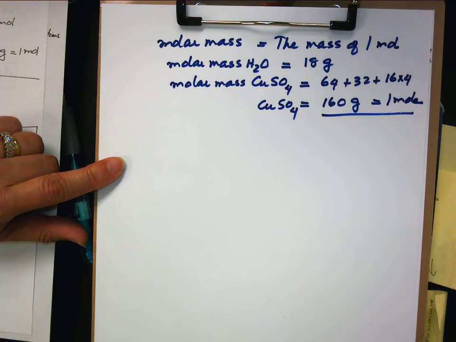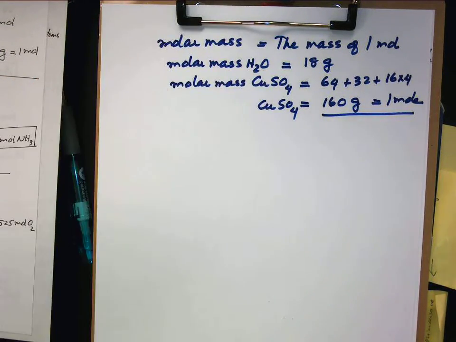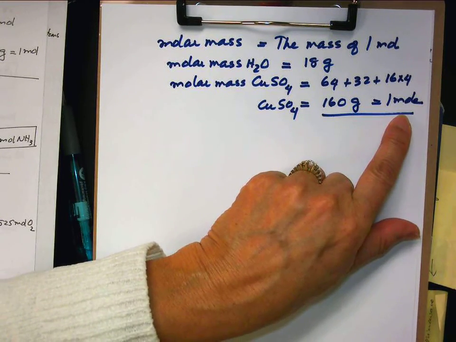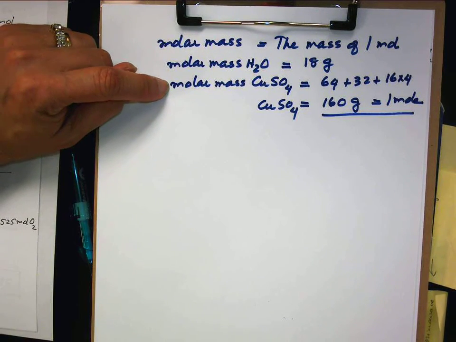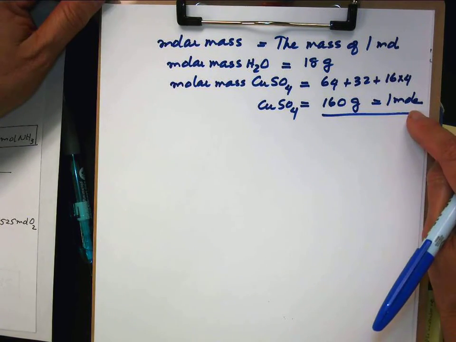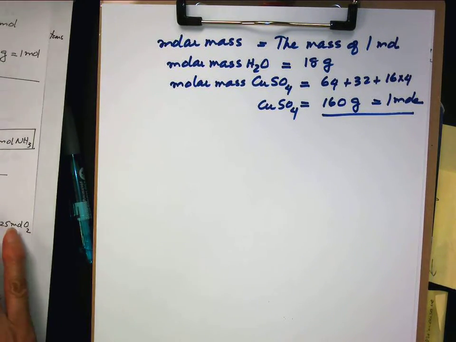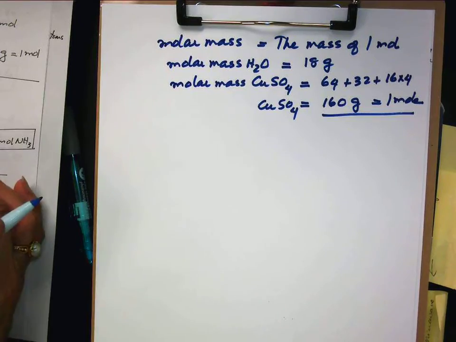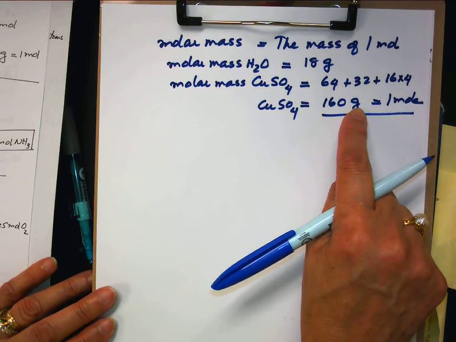Got it, guys? So for anything with a formula, you have to add all the weights from the periodic table, and that is 1 mole. All right, that is also called molar mass. Got it? So now you have the grams, you have the mole. If you look at the problems, you can change grams to moles, moles to grams, using this conversion.